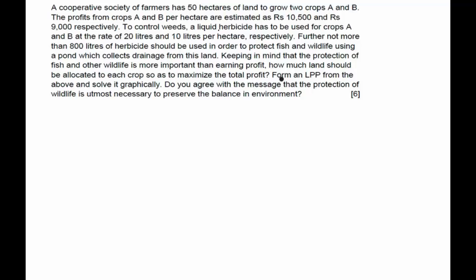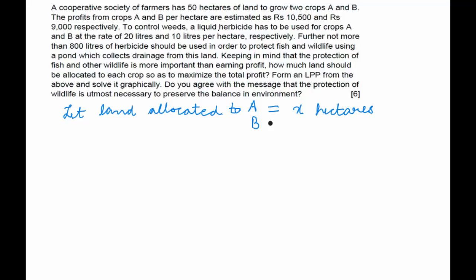So keeping in mind all these things, how much land should be allocated so as to maximize the total profit? Formulate the LPP and solve it graphically. Since we are talking about land everywhere, let us assume that the land allocated to crop A is equal to X hectares, and to B, let it be equal to Y hectares.